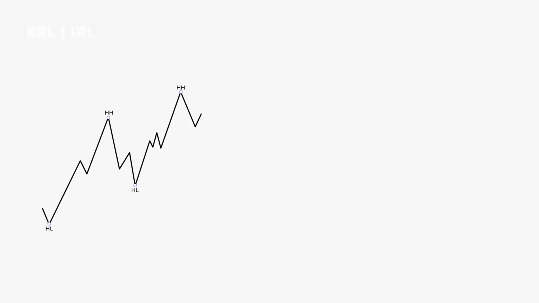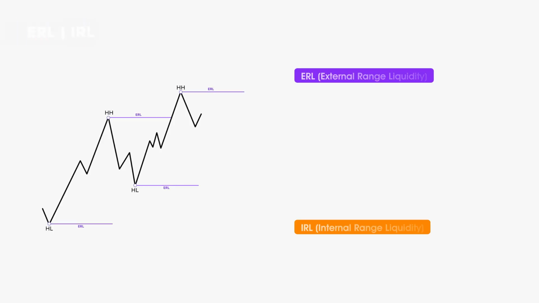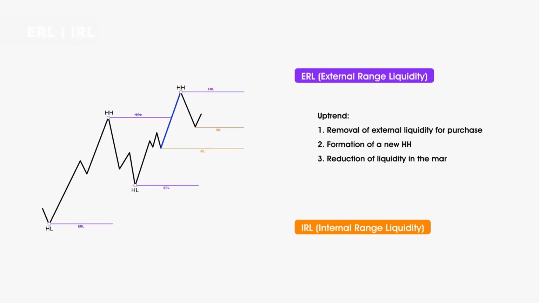Consider a classic uptrend. Its key elements mark areas of external liquidity accumulation, while internal liquidity includes all the swings between the current higher low and higher high. The mechanics of an uptrend are simple. First, there is a removal of external liquidity associated with buying, forming a new high. This reduces the available funds in the market and necessitates the redistribution of the asset in the opposite direction.